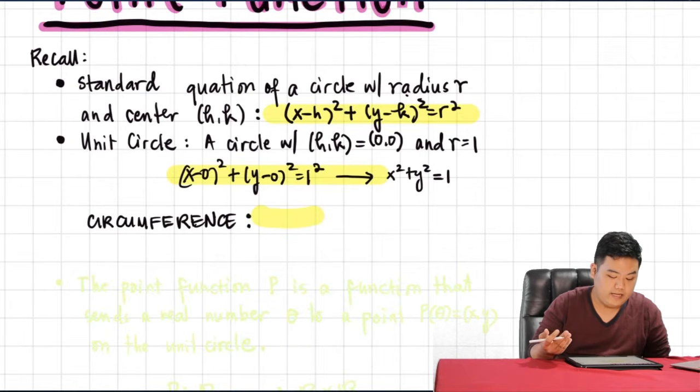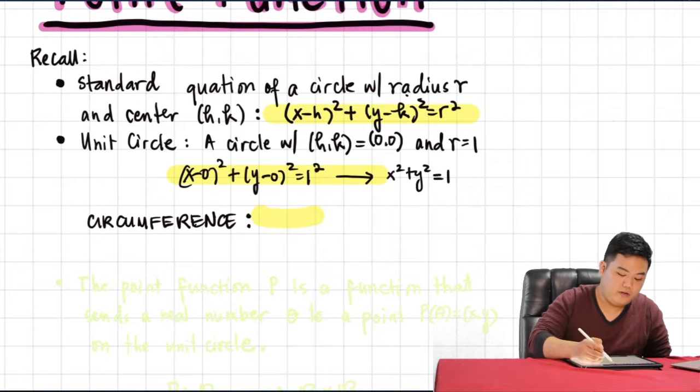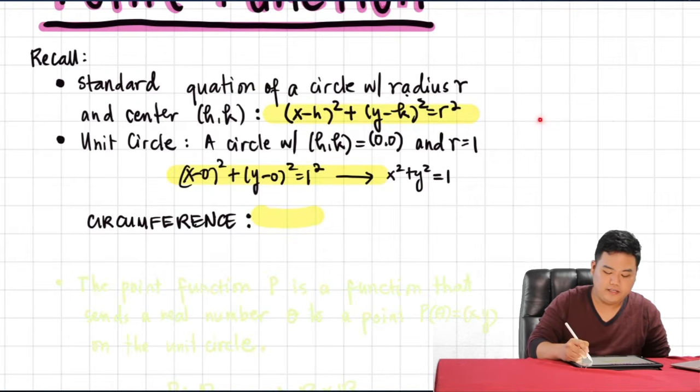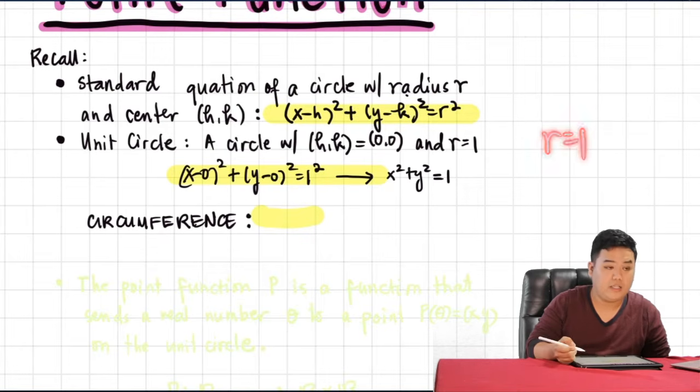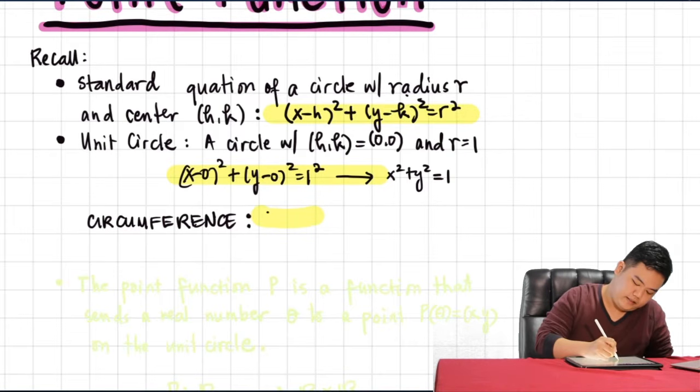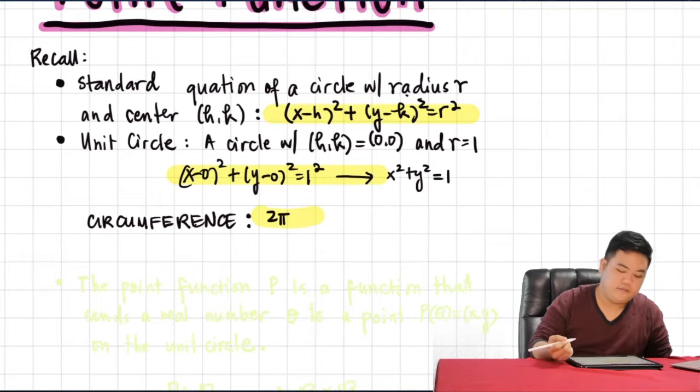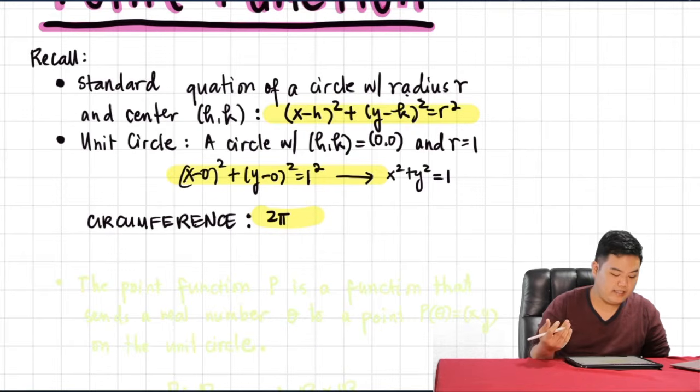So, recall natin ano yung circumference ng unit circle. The circumference of a circle muna is 2 pi r. So since ang radius ng unit circle is 1, the circumference will be 2 pi. So ready na tayong i-define yung point function natin.